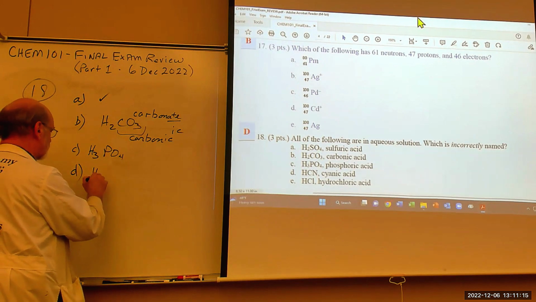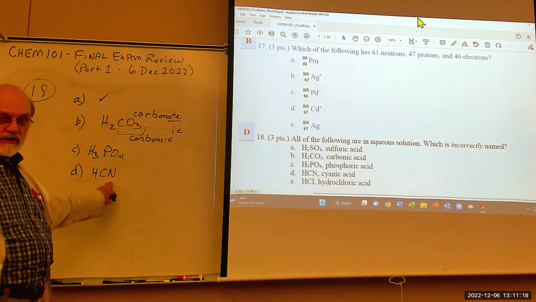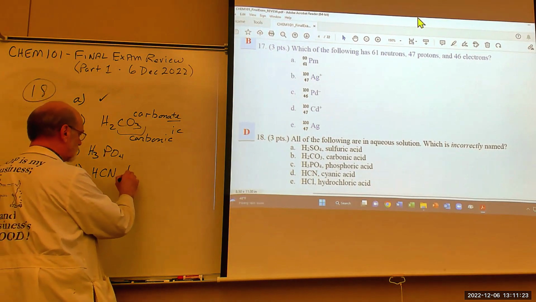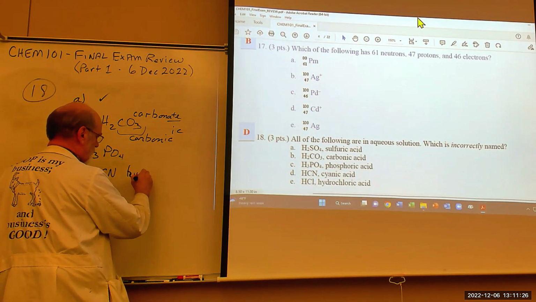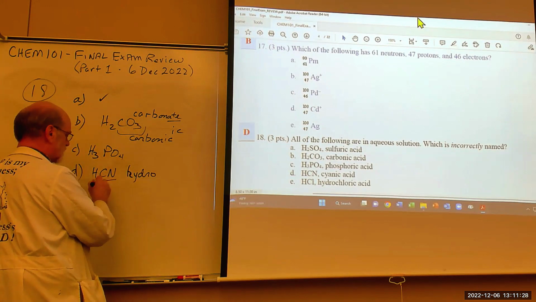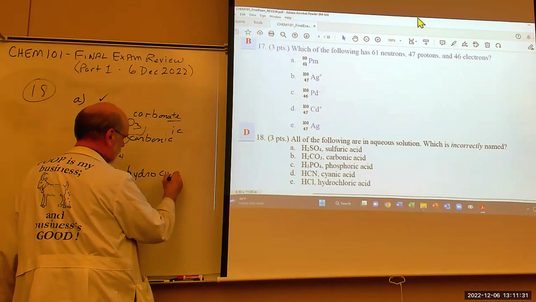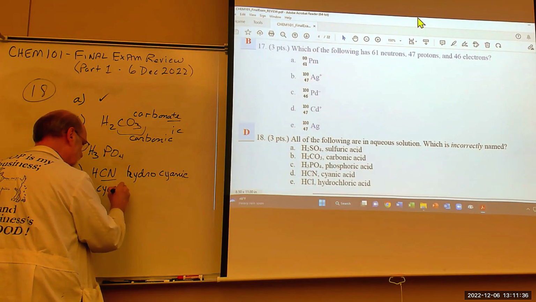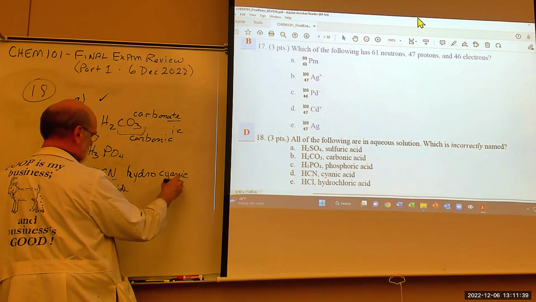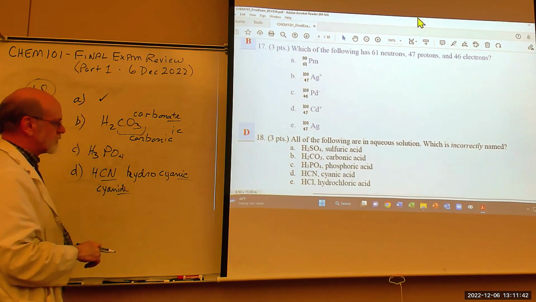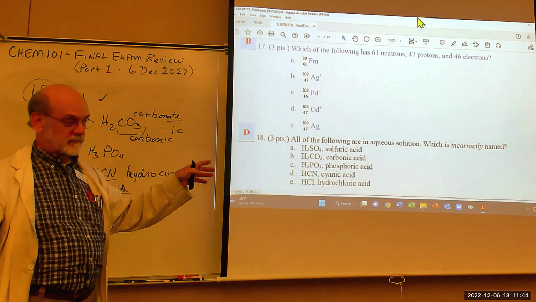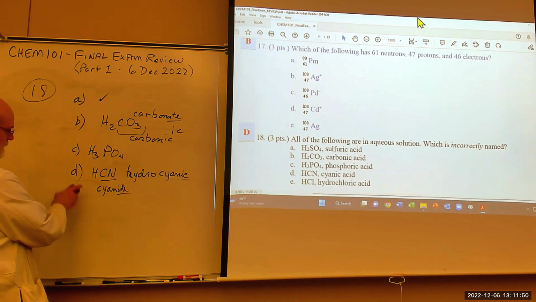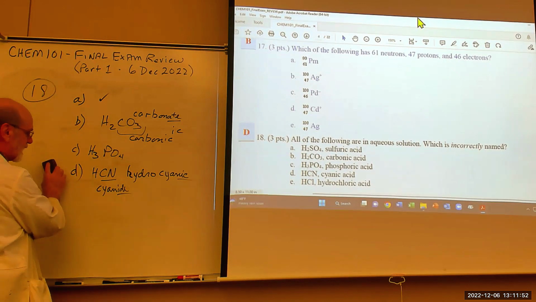How about HCN? There's no oxygen in that molecule, which means you have to start with hydro. Hydro. And then what this is, cyanic, because it's derived from cyanide, -ide becomes -ic. Hydrocyanic. That one is wrong. And the last one is correct. So D is the wrong one. That's incorrectly named.